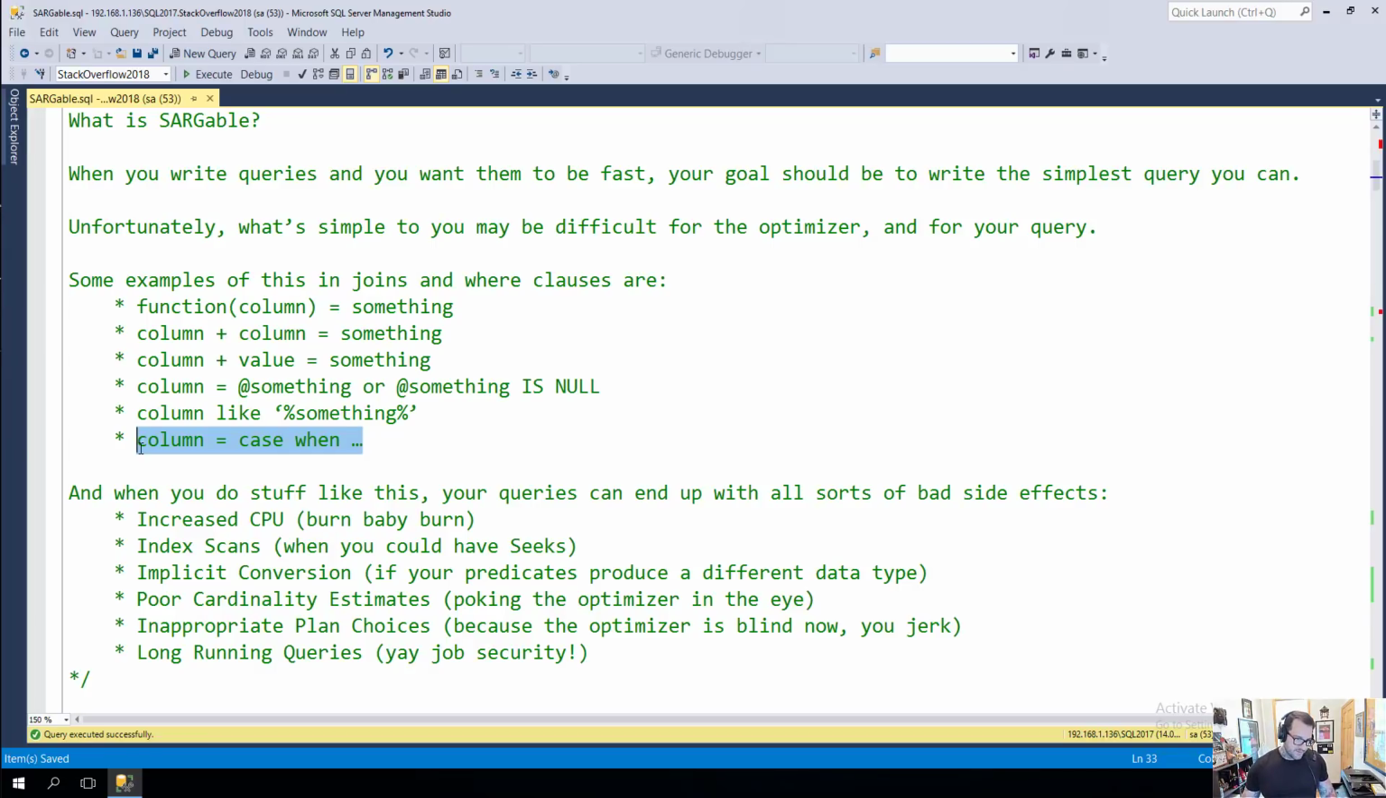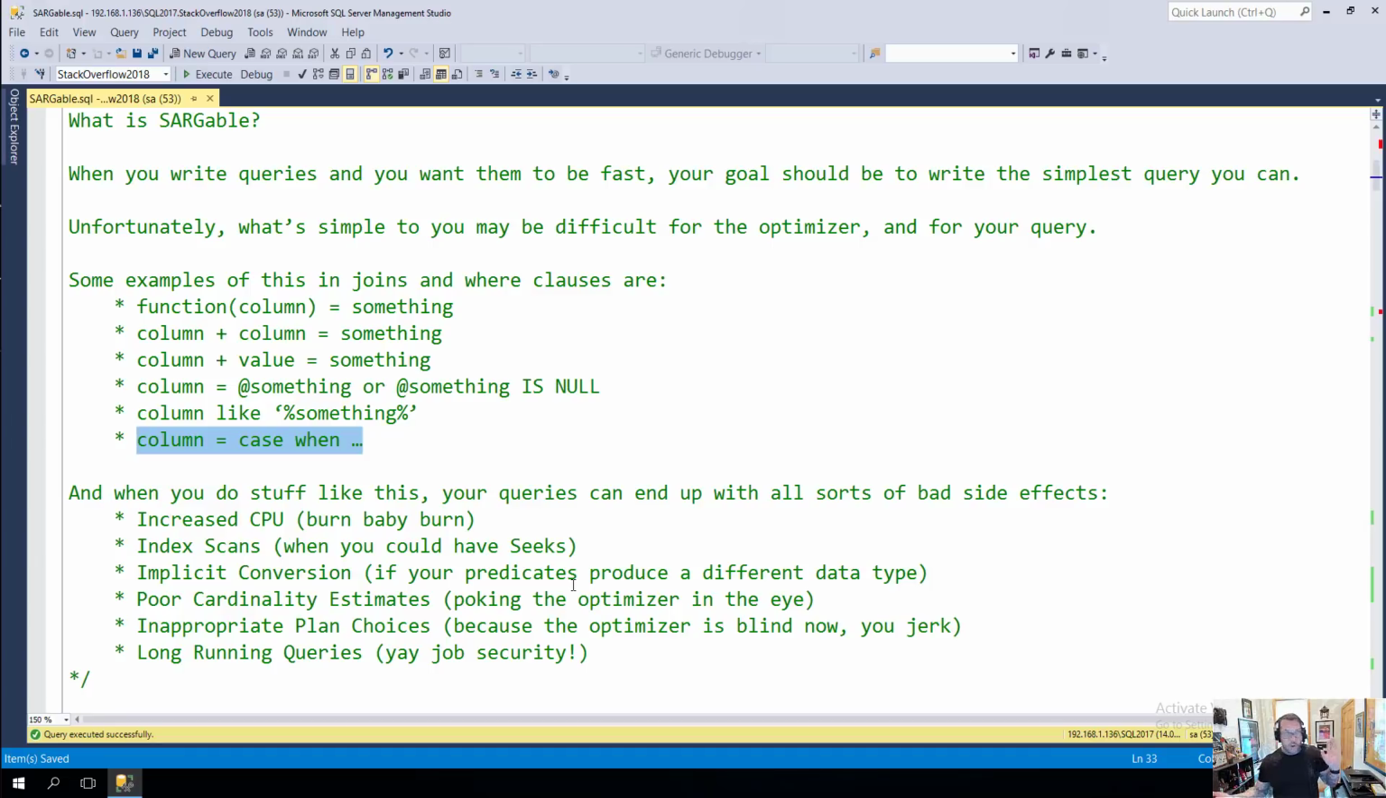When you do that stuff, your queries can end up with all sorts of bad things happening to your hardware, your query plans, your cardinality estimates. Increased CPU time. You could end up with index scans, where you're reading the entire index instead of just seeking to a little range of values that you need. You can end up with implicit conversion, especially if you're comparing a column function equals something, and the output of that function doesn't match the data type of something else. Then you end up with implicit conversion. That's a whole other nightmare.